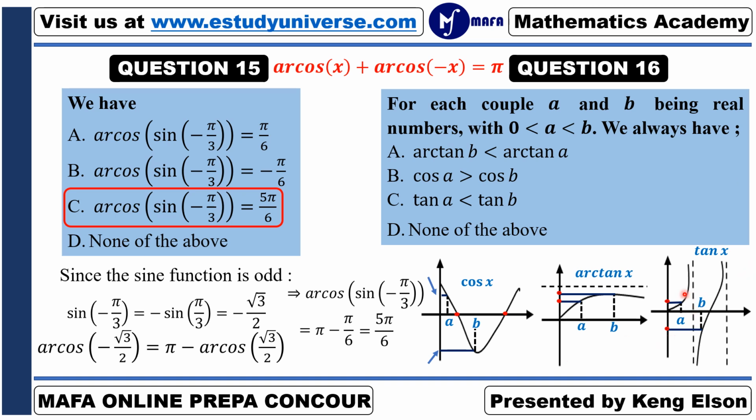So you see in this last case, tan A is a positive value and tan B is a negative value. So you see that tan A will be greater than tan B. Option C is saying that tan A is less than tan B, which is wrong. So what can we conclude? Option D is correct, none of the above.